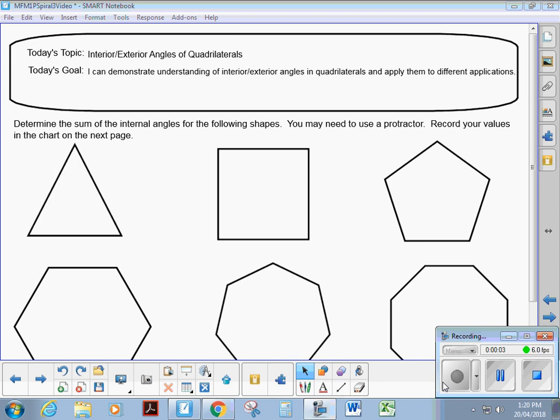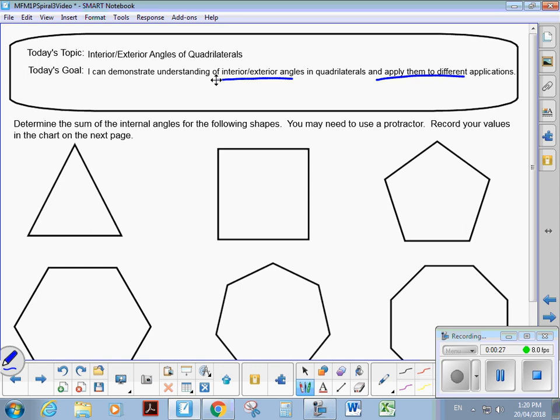Hello, welcome to the fourth lesson in Spiral 3, and we're looking at interior and exterior angles of quadrilaterals. So I want you to be able to understand the interior-exterior angles and be able to find or determine different applications. So basically, we're just working with the angles. Now, this particular note says determine the sum of the internal angles for the following shapes. You may need to use a protractor.